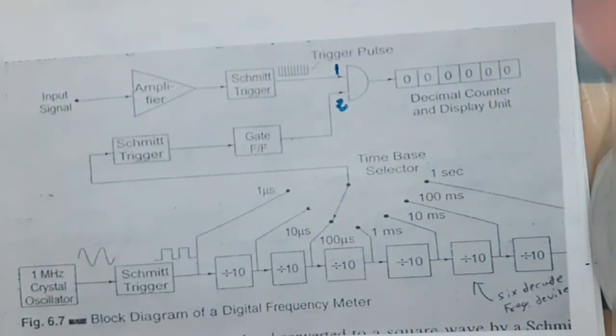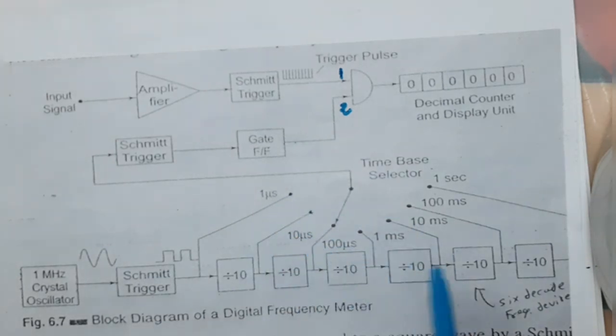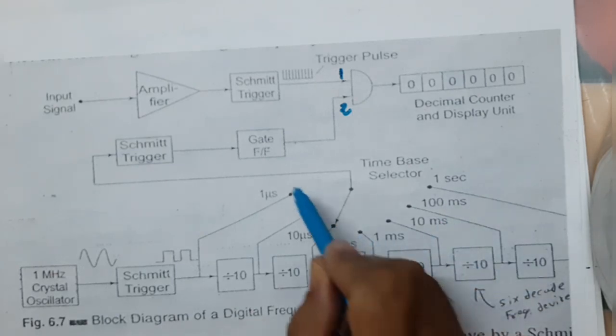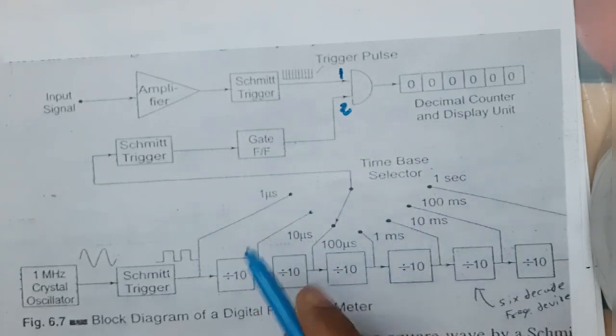The first pulse activates the gate control flip-flop. This gate control flip-flop provides an enable signal to the AND gate. The trigger pulses of the input signal are allowed to pass through the gate for a selected time period and counted. The second pulse from the decade frequency divider changes the state of the control flip-flop and removes the enable signal from the AND gate. So these are the different times: 1 second divided by 10, 100 milliseconds divided by 10, 10 milliseconds, 1 millisecond. This is how we convert to different time periods.